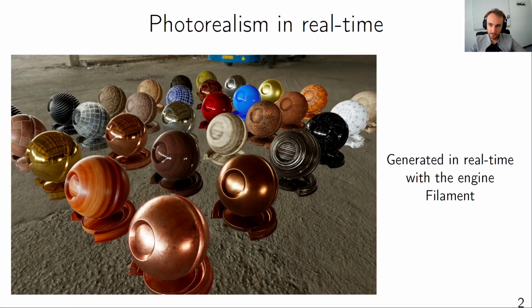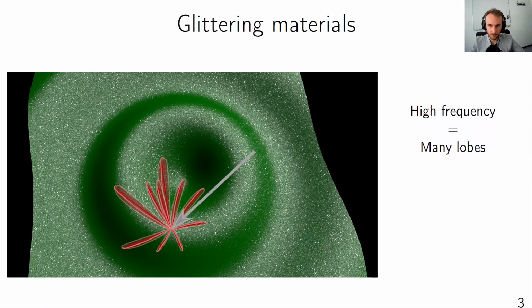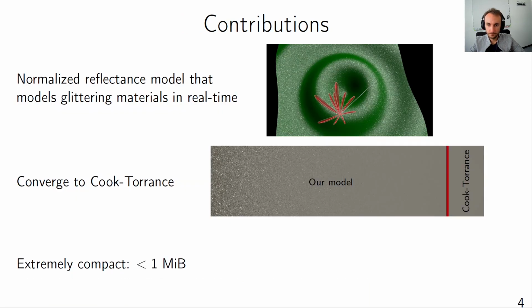Photorealism is more and more present in real-time rendering engines. For example, here we have several different realistic materials that have been rendered in real time with a Filament physically based engine. The race for photorealism pushes the modeling of complex materials such as glittering materials. Glittering materials have reflectance distributions with high frequency. They have many lobes. In our work, we propose an energy-conserving reflectance model that models glittering materials in real time.